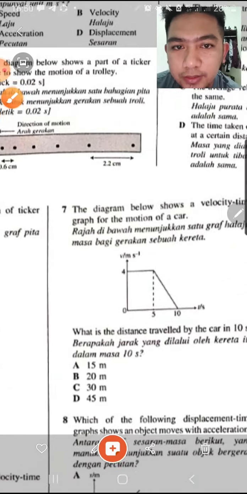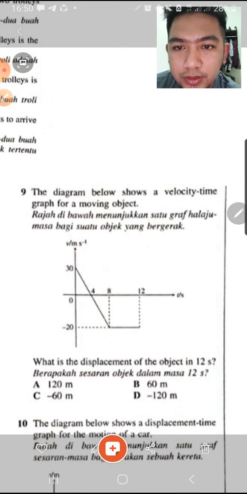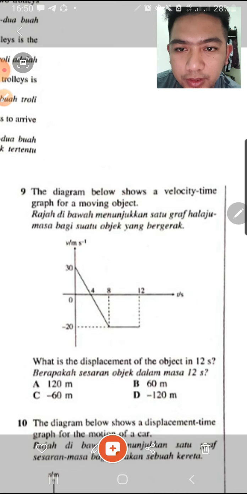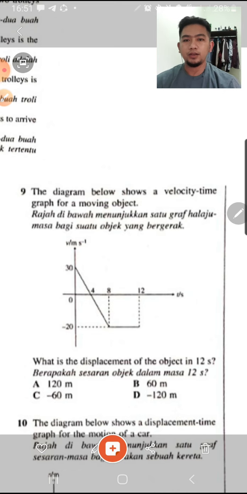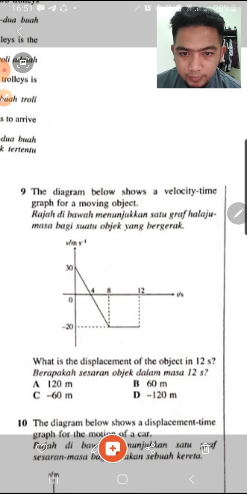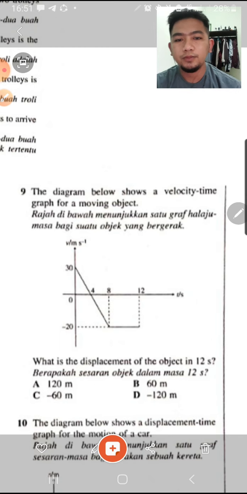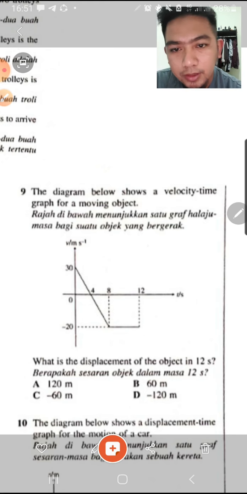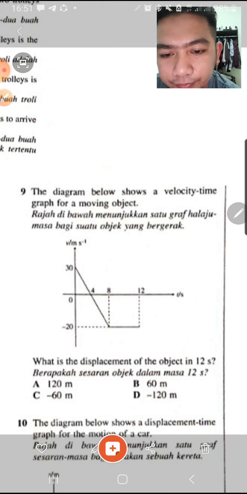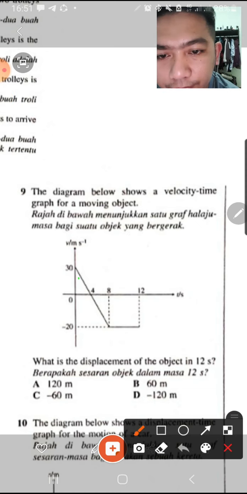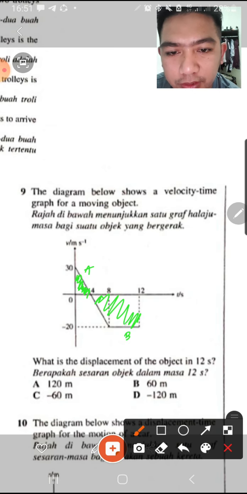Next, question 9. So question 9, the diagram below shows a velocity graph. Okay, it means its gradient is acceleration. But the question asks, what is the displacement of the object in 12 seconds? Again the question means we need to find the area under the graph. So you need to find the graph here and the graph below. This is A, this is B. So remember, above is positive, below is negative. Right? So calculate the first one, A.